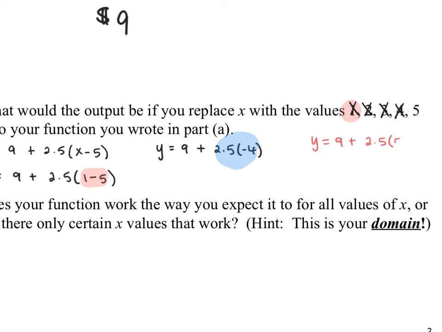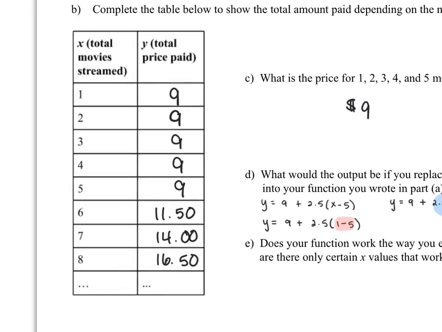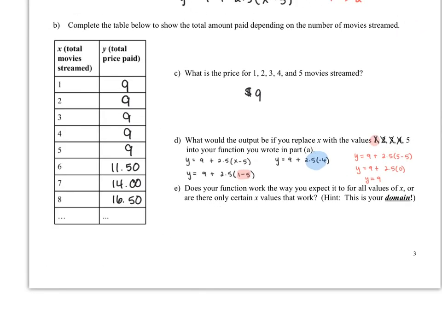So instead of x, I'm watching 5 movies total, but my first 5 are free. 5 minus 5 is 0. Anything times 0 is 0. And 0 plus 9 is 9. So if my input was 5, my output should be 9. Let's check our table. That's exactly what I wanted.